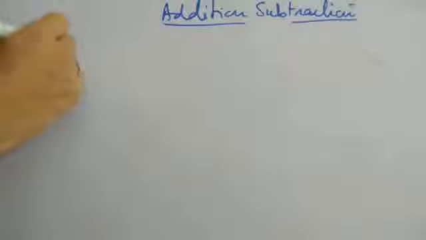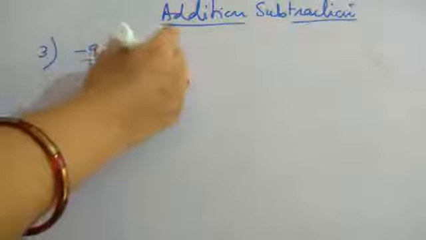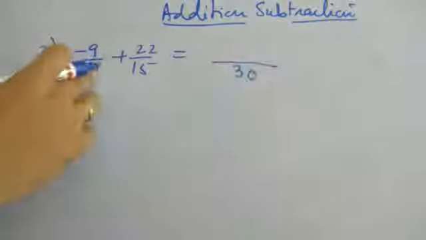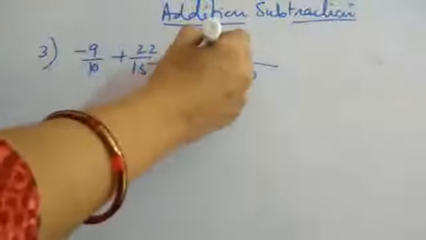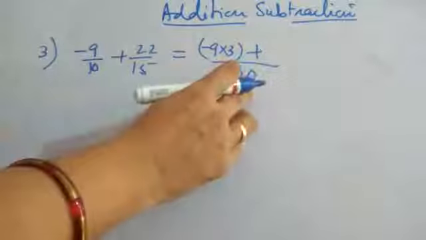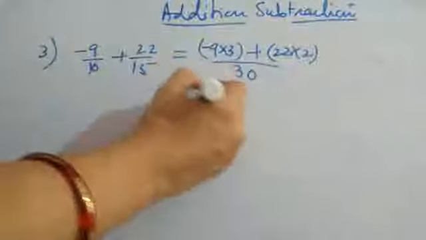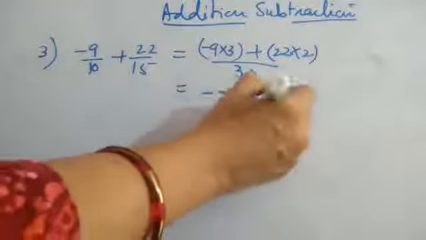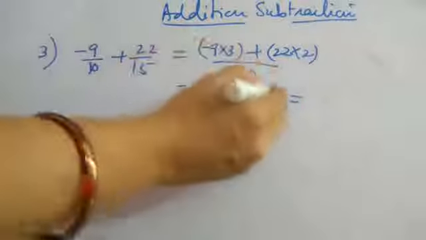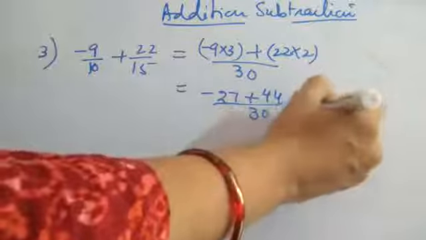Now the third example. See the third example. Minus 9 upon 10 plus 22 upon 15. Now the LCM of 10 and 15 will be 30. 10 3s are 30, so we will multiply the numerator by 3, minus 9 into 3, plus 15 2s is 30, so we will multiply the numerator by 2. Okay, so this becomes minus 27 plus 44 upon 30, right? Now 44 is plus, 27 is minus, so they will be subtracted and you get 17 upon 30.